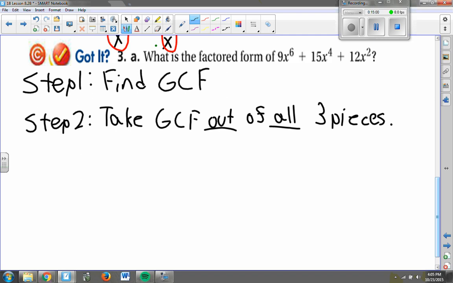Once you have that completed, once you have mastered that, you're ready for your practice problem set next class. So go ahead and try that Got It number 3, which you will find right on the bottom of page 493. Once you're ready with that one, you are ready for your practice problem set.